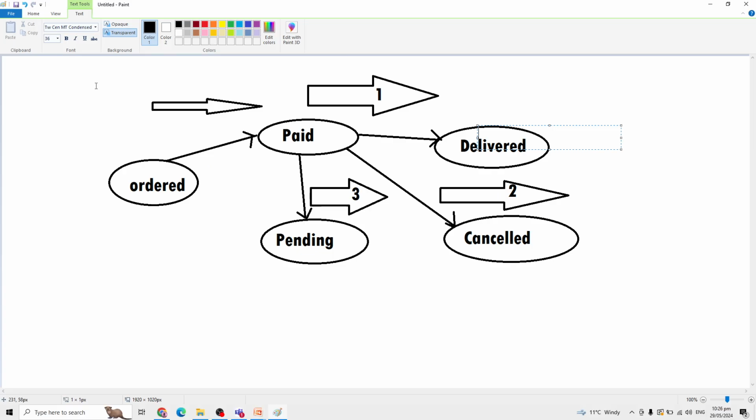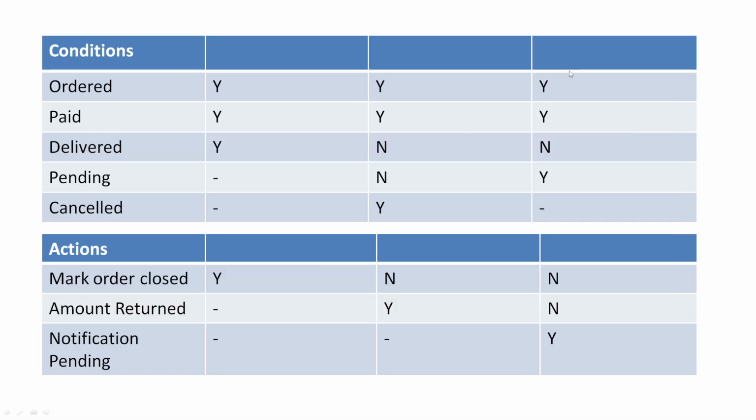Now the third workflow, ordered, paid, and pending. The payment is not successful. So ordered, paid, and then payment is pending. I marked as yes, yes, yes, and then the action is notification pending. So we need to send a notification to the customer saying that the payment is not successful, so please do something else.